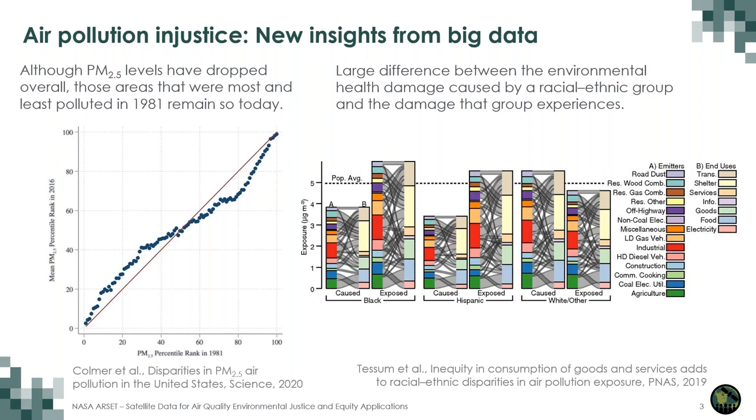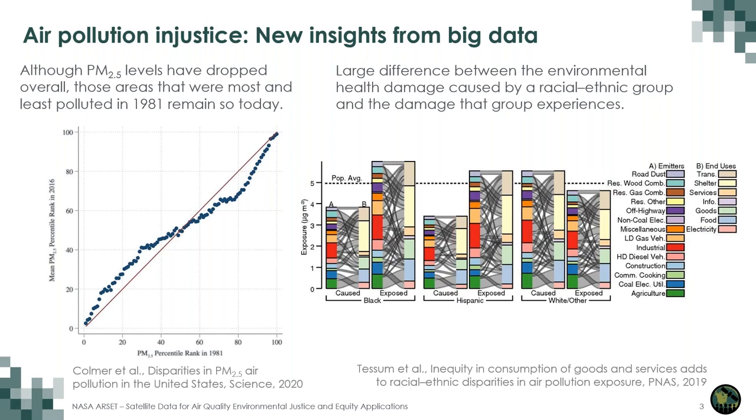The second study I want to highlight is Tessem et al., which was published in the Proceedings of the National Academy of Sciences in 2019. They found large differences between the environmental health damages caused by a racial ethnic group and the damage that group experiences. Just take a look at the two bar graphs on the left-hand side of this chart. The Black population in the United States is exposed to much larger PM2.5 concentrations than it causes. That's consistent with the Hispanic population and opposite to the white population on the right-hand side, where the white population is exposed to lower PM2.5 concentrations than the PM2.5 that it causes.